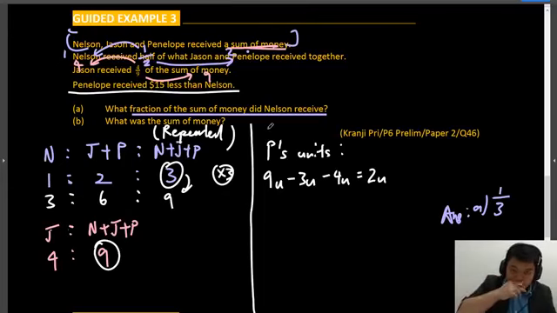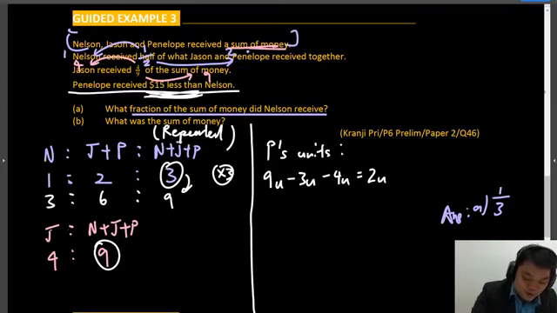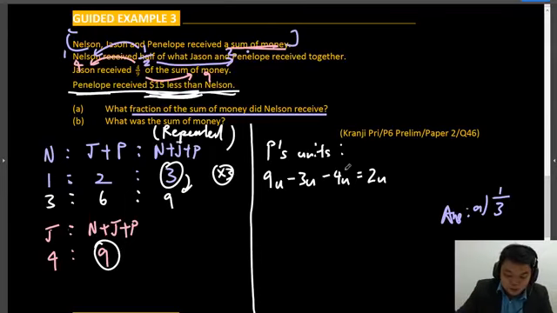And this is the part that a lot of students have to be careful, because by the time you reach the last few questions, your brain juice may be depleted already. So this $15 is being compared to Nelson. It's not that Penelope received $15.